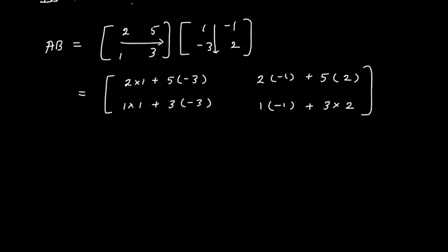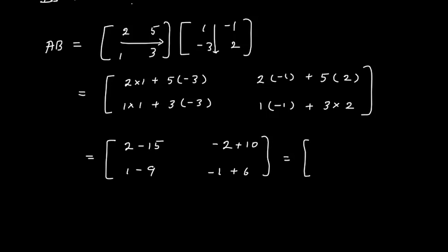So this is equals to what we get? 2 into 1, 2 minus 5 3 is 15. Then this is 1 minus 3 3 is 9. Here we get minus 2 plus 10, and here we get minus 1 plus 6. So this is equals to, now 2 minus 15 we get minus 13, minus 2 plus 10 we get 8, 1 minus 9 we get minus 8, minus 1 plus 6 we get 5.